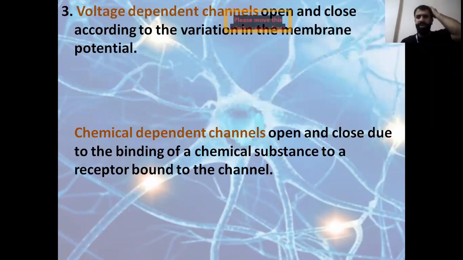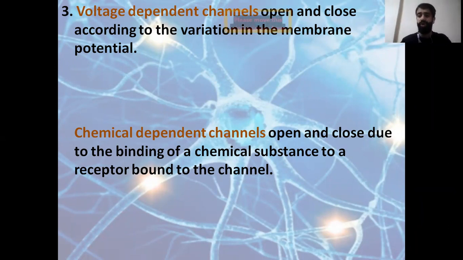The last part that we didn't cover in the previous session is about the difference between voltage-gated channels, or voltage-dependent channels, and chemical-dependent channels. From its name, voltage-dependent channels open and close according to the difference in the membrane potential. It's the difference in the voltage. That's why they are called voltage-dependent channels.